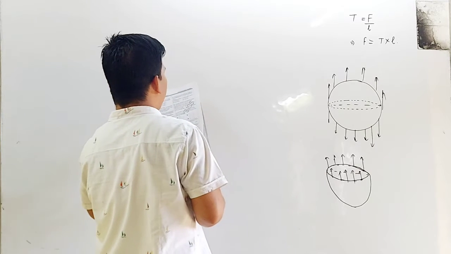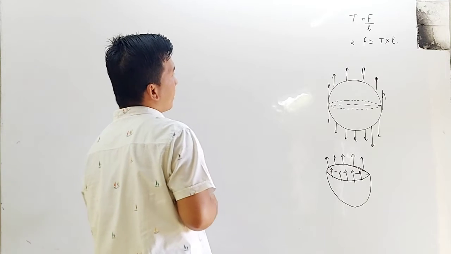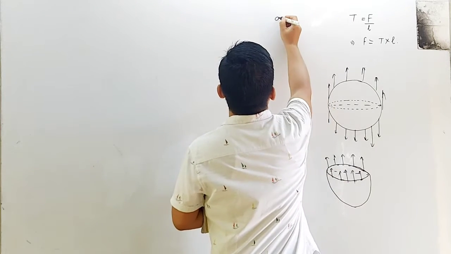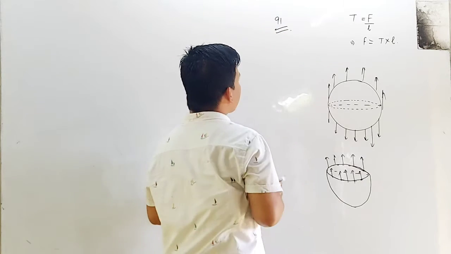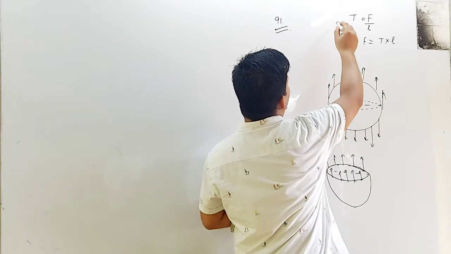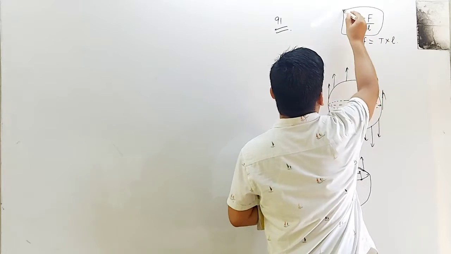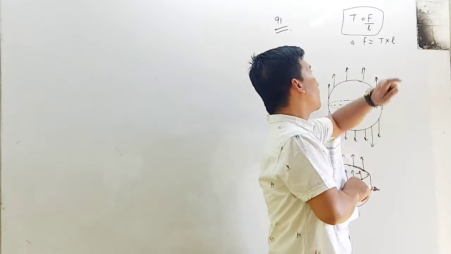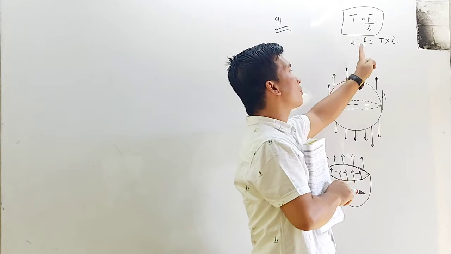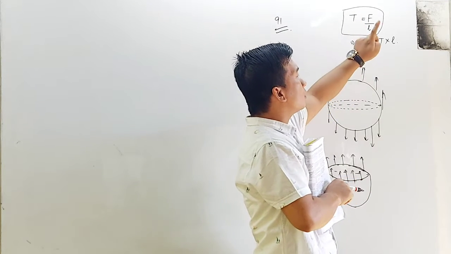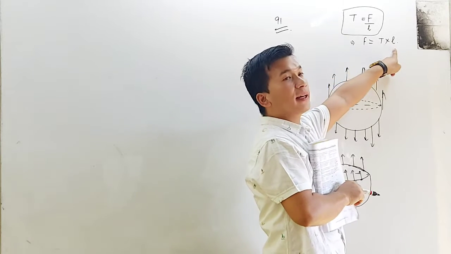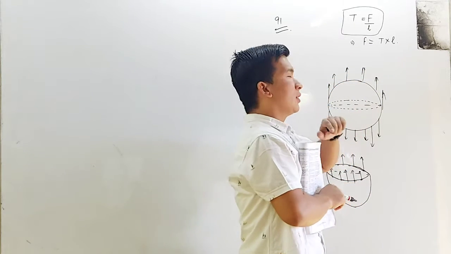Let's take question number 91, surface tension. Here surface tension will be defined as force per unit length. Surface tension is not a force itself, but force per unit length. So in order to convert it into force, the force will be surface tension into length.